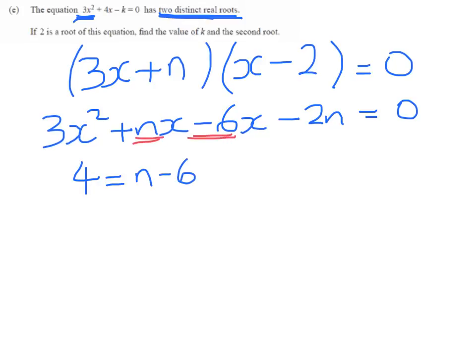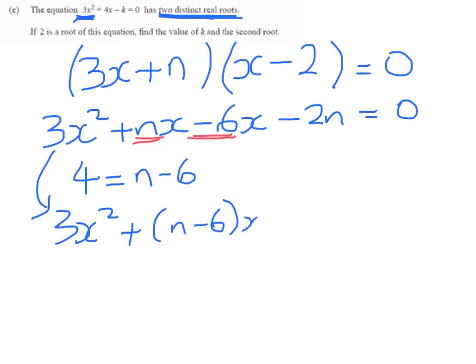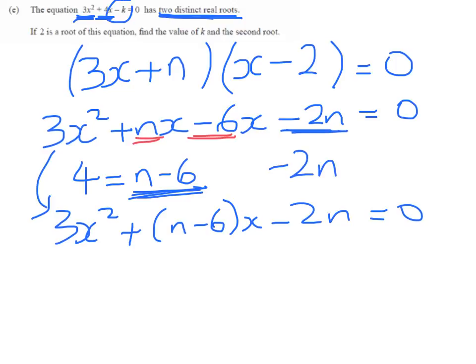Right, so I've skipped an intermediate step in here, and I'm going to go and put that back in just to make sure you've got it. So we could write this as 3x squared plus n minus 6 x minus 2n equals 0. Okay, so that's better. So what we're doing now is a strategy where we match up what we want, which is 4x, with what we've got in the expansion, which is n minus 6. And we can also see that we've got minus 2n here, and we're going to match that up with the minus k.